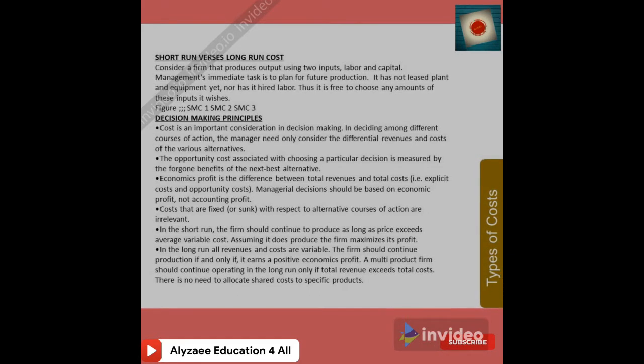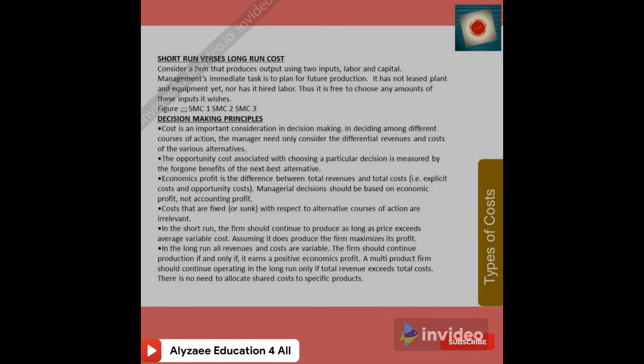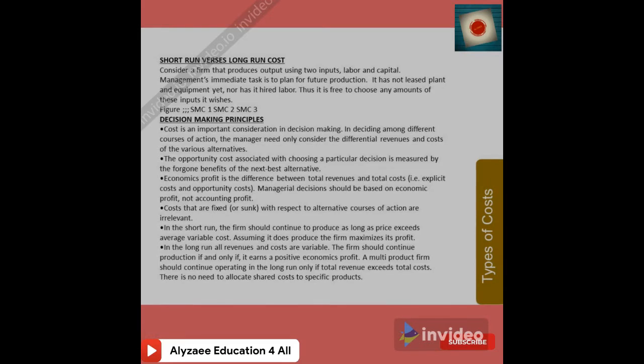कि आपने कितना खर्चा किया है और कितनी आपको इनकम हुई है. Explicit cost and opportunity cost को calculate करते हुए. Marginal decision should be based on economic profit, not accounting profit. Costs that are fixed are sunk costs. मैंने अभी आर एंड डी का एग्जाम्पल पिछली स्लाइड में दिया था. With respect to alternate courses of action, they are irrelevant.